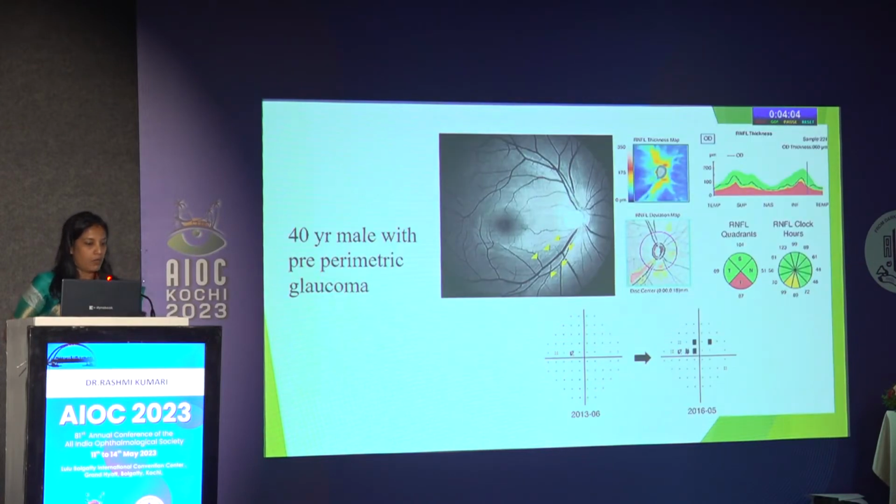This is a case of a 40-year-old male with pre-perimetric glaucoma. You can see an inferotemporal nerve fiber defect in red-free light corresponding well with the thickness map, with the deviation map, and also with the TSNIT graph and the sectoral. So it's all good. All are corroborating. Initially there was no definite change in the visual field, and gradually visual field defects appeared.